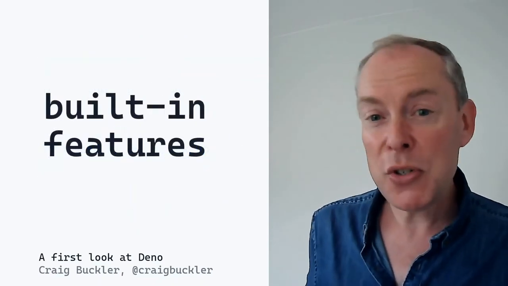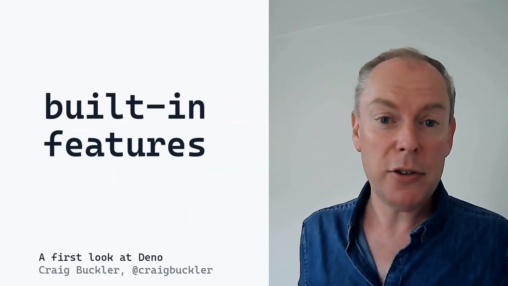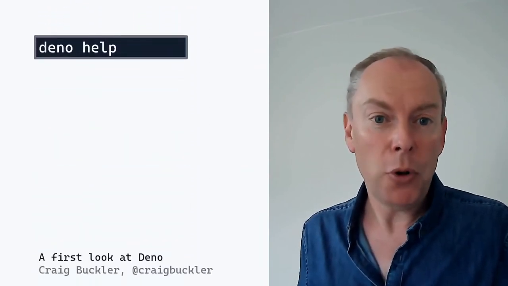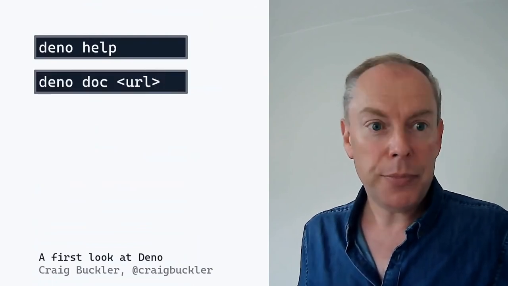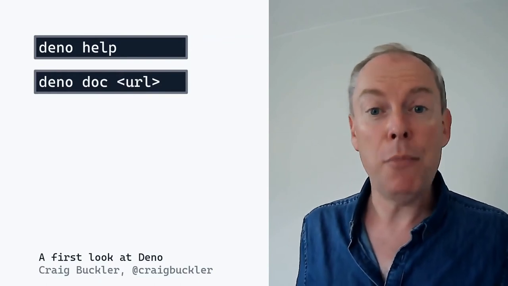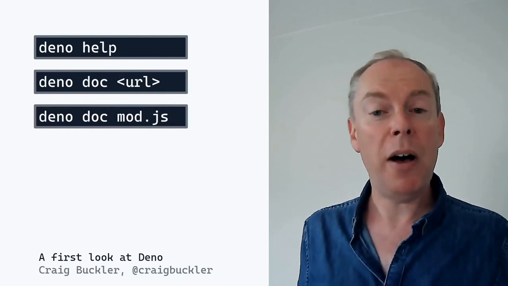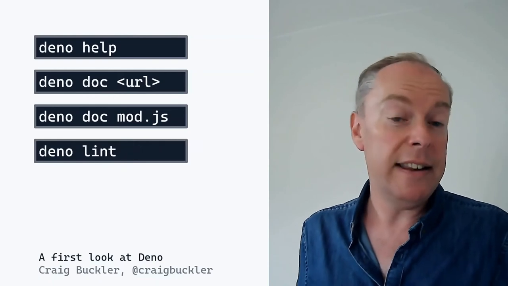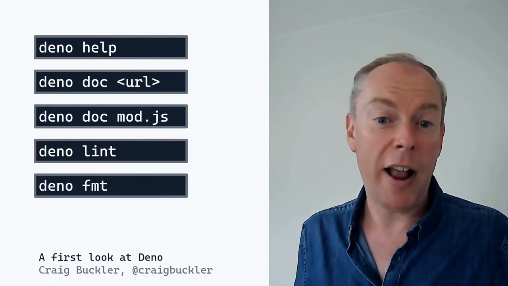There's a lot of useful stuff built into Deno which normally would require third-party modules in Node. You can see a list by typing Deno help, or Deno help followed by a command you want help with. You can view documentation in the terminal with Deno doc followed by a module URL. And there's a documentation generator which parses JSDoc comments in your files.